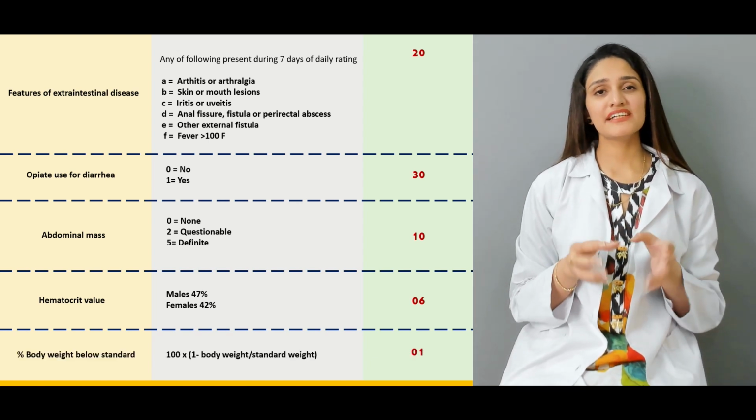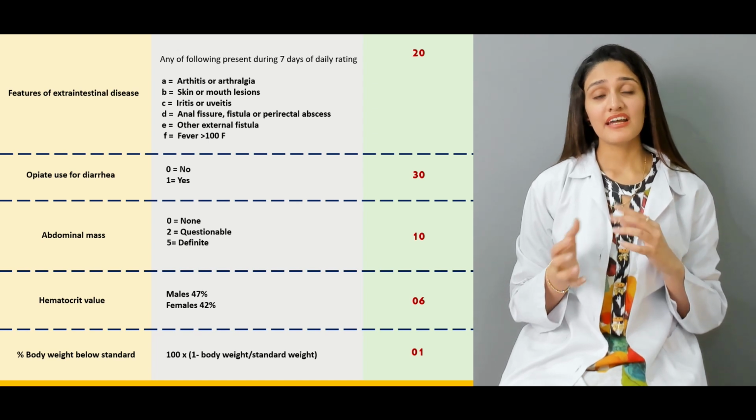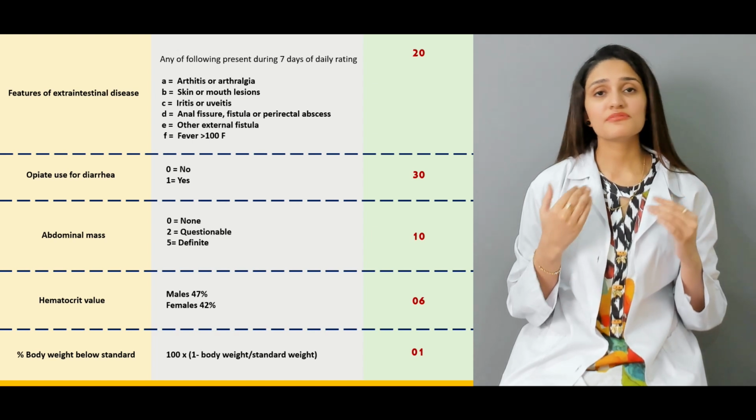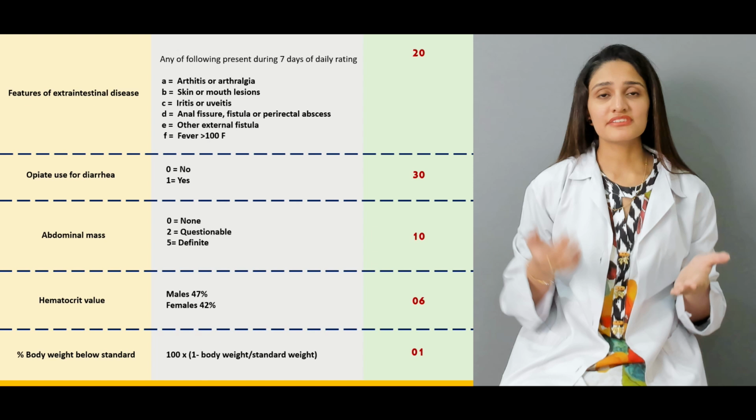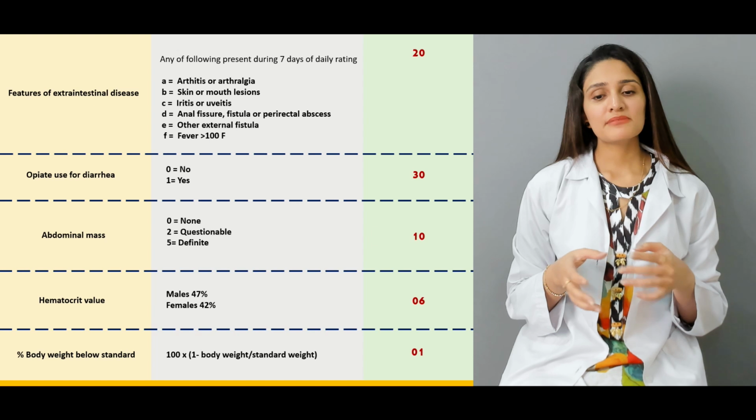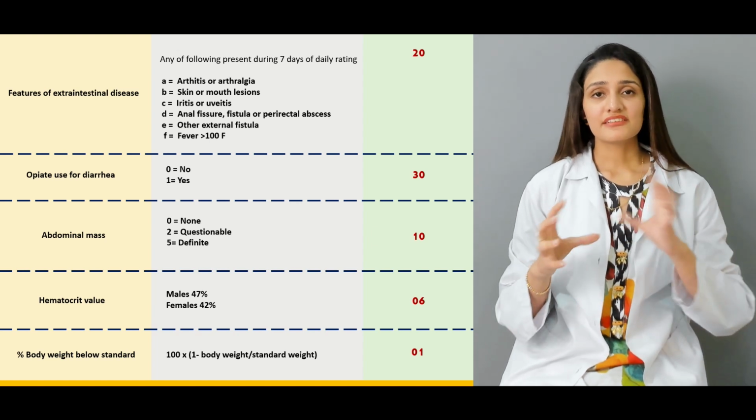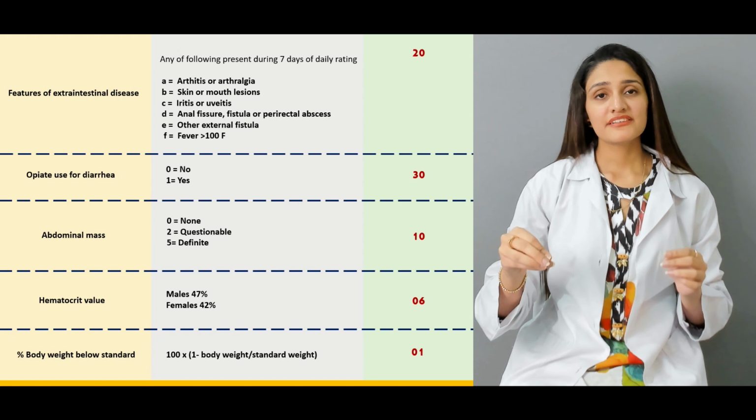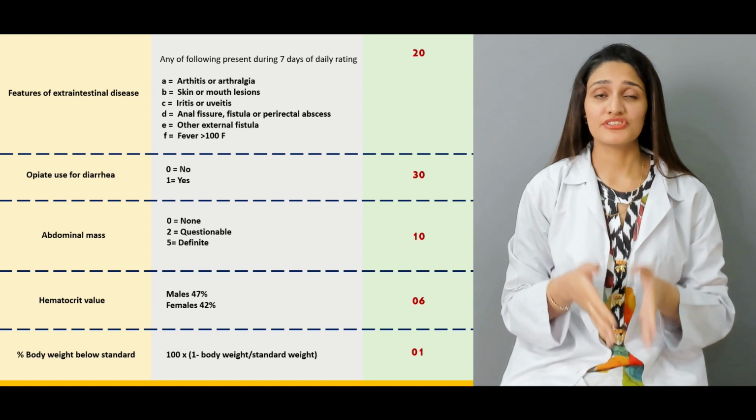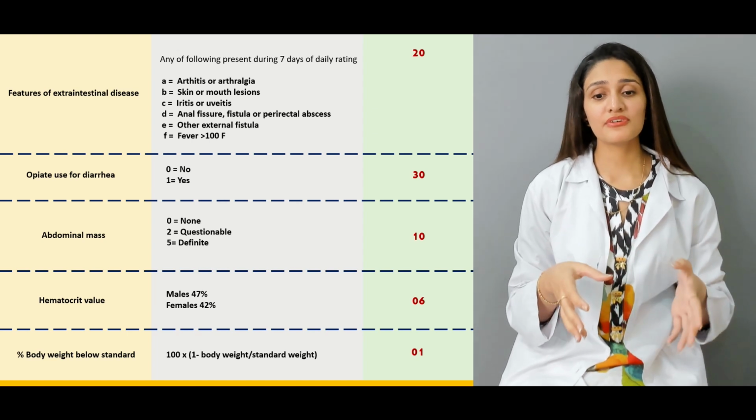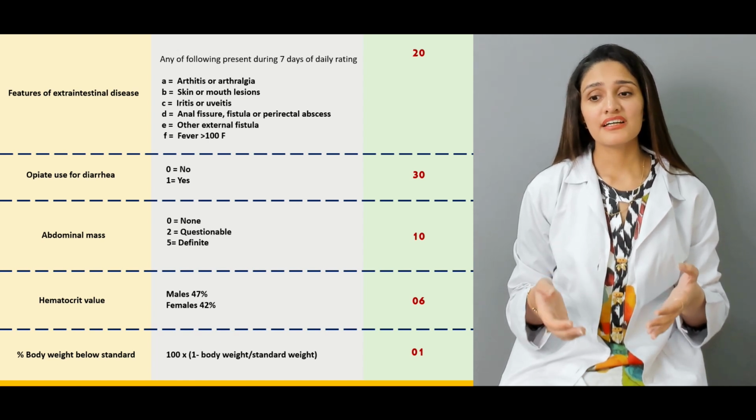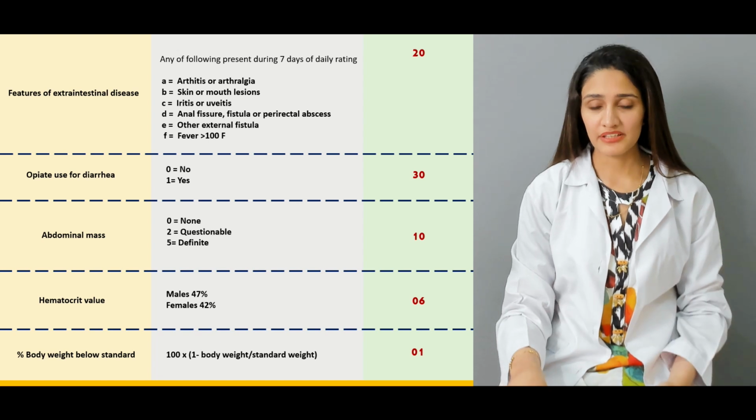And then lastly, we'll be looking at the percentage of body weight below the standard. Below the standard means the normal weight of a normal person as compared to his weight and his height. So 100 is going to be multiplied by 1 minus the division of body weight by the standard weight of the patient at that age and that height. So if there is a decrease in his body weight, we'll be multiplying it by 1.